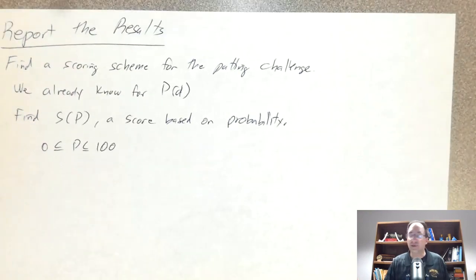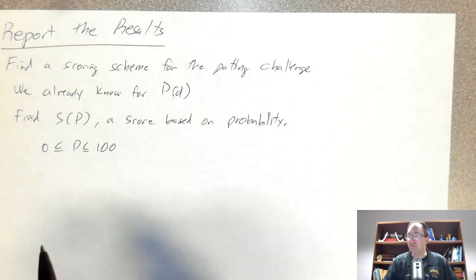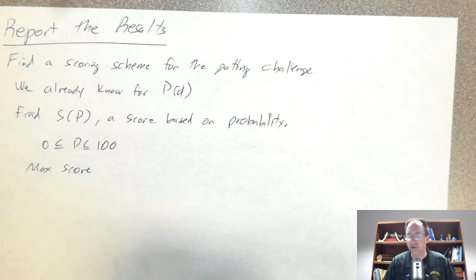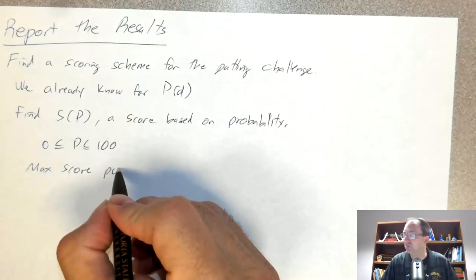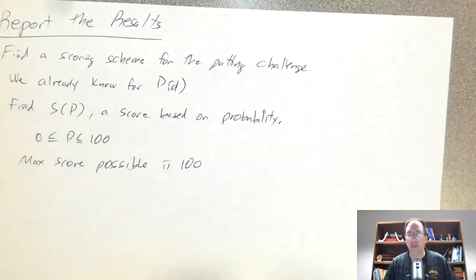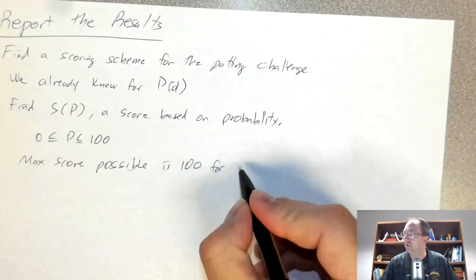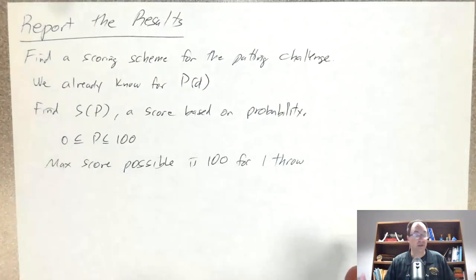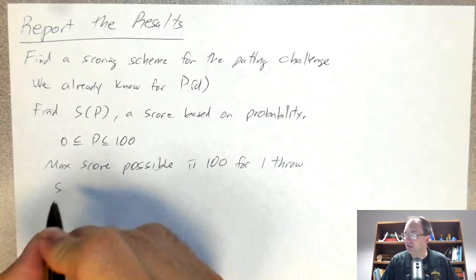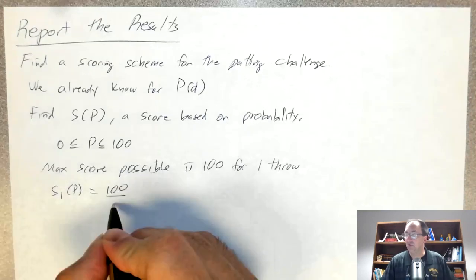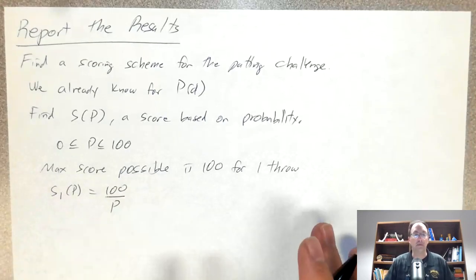All right, so let me give you one example, and I'm going to assume that the maximum score, and of course this could be adjusted, but the max score possible is 100 for one throw, for one putt. All right, so one possibility then is to let, and we'll just call this S1 of P, is just 100 over the probability.